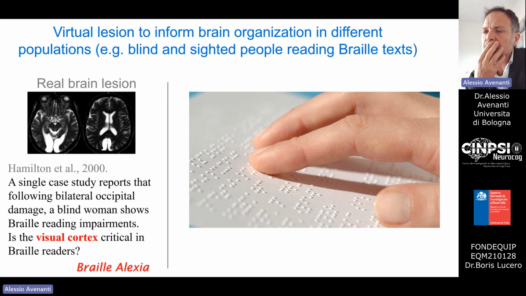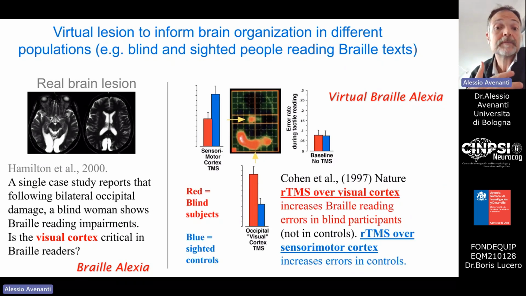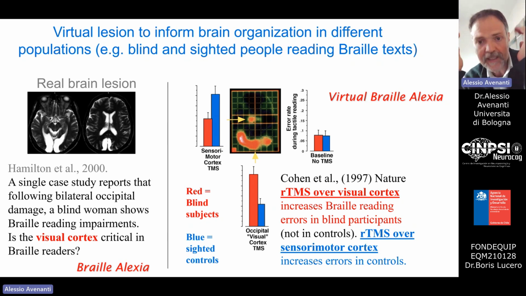So the scholars started to hypothesize that the visual cortex was critical for blind people in order to be proficient and read braille text. There were also some brain imaging studies, for example, the study by Leonard Cohen. This is a PET study, but it has been replicated also in other conditions. This study showed that in blind people and also in sighted people, when people started to read by haptic exploration of the braille text, they showed activation in the sensory motor cortex contralateral to the hand that was used for reading, and also a visual activation.